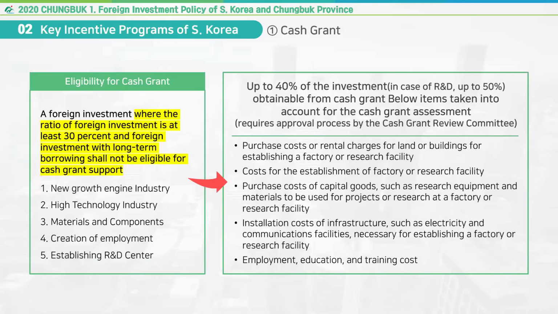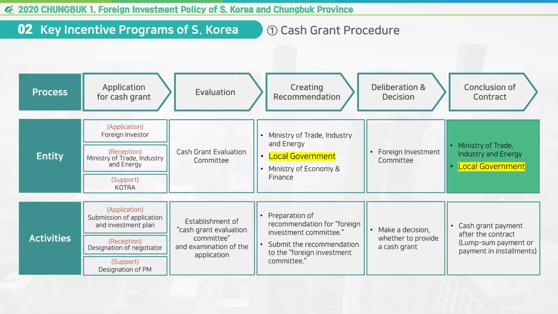Here you see further explanation on the cash grant of the incentive programs. As mentioned earlier, the foreign investment portion must be at least 30%, not including the long-term borrowing. Cash grant is provided up to 40% of the investment costs, and in case of R&D, up to 50%. Please see below items which are taken into account for the cash grant assessment by the Cash Grant Review Committee. The procedure for the cash grant program can be summarized into 5 stages.